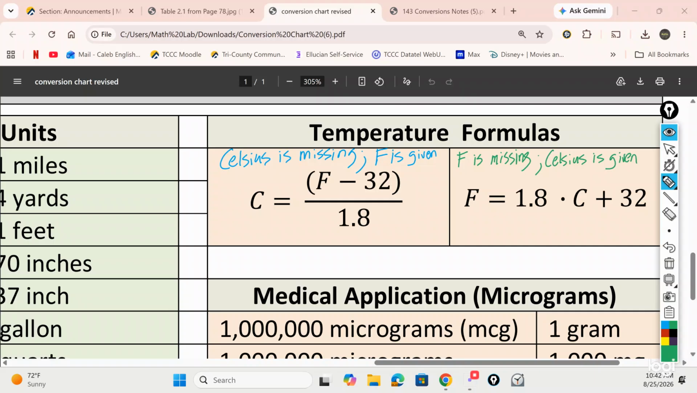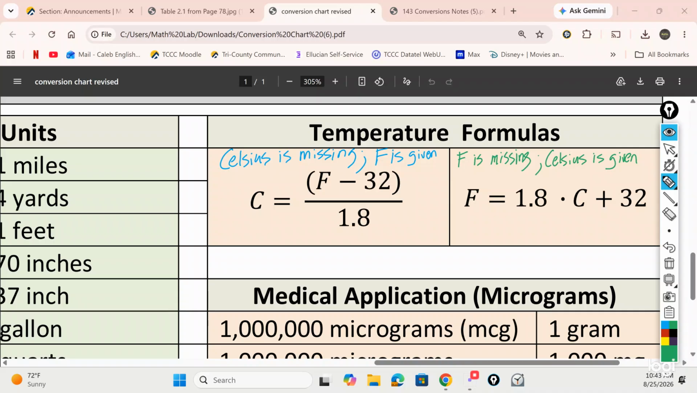Now, technically speaking, if you were to accidentally use the wrong formula, you could work your way around it because these two formulas are reciprocals of each other. So Celsius is F minus 32 divided by 1.8. Fahrenheit is 1.8 times C plus 32. So inverse operations. Whatever's being done, do the opposite to solve it. What I mean is this.